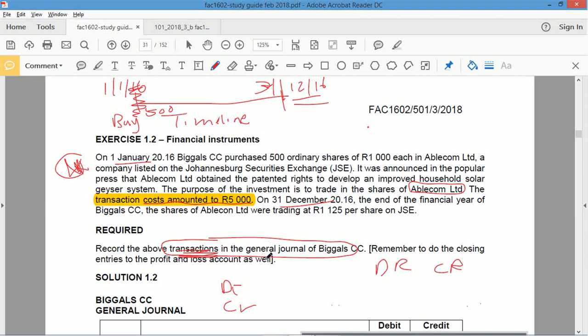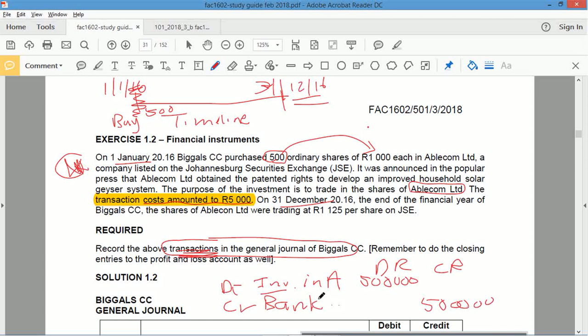Okay, so I want the accounts though. Earlier we spoke about it, so you gave me bank there. Bank and then investment in A. Okay, or shares in A, it doesn't matter. Okay, investment in A, shares in A. How many shares did you buy? 500. And that was worth 1,000, so 500,000. And 500,000. And that's it. There's your first transaction.